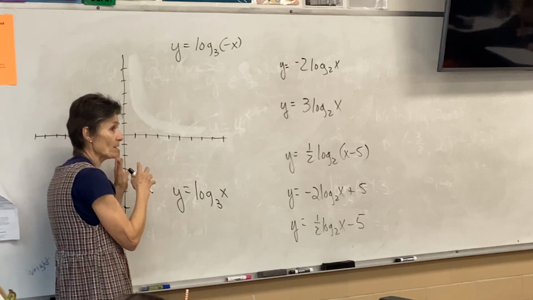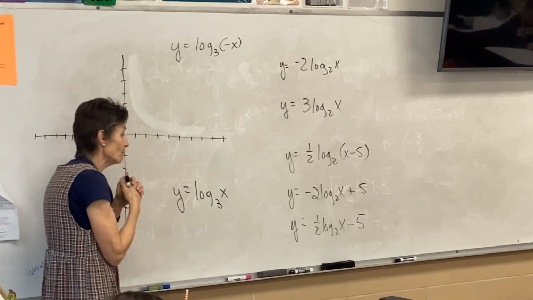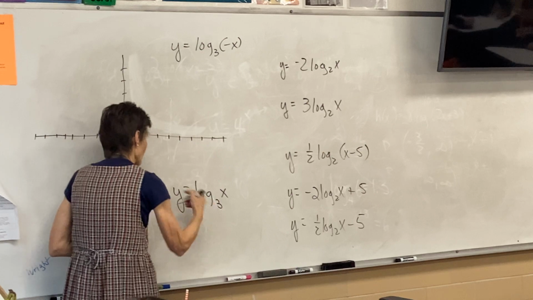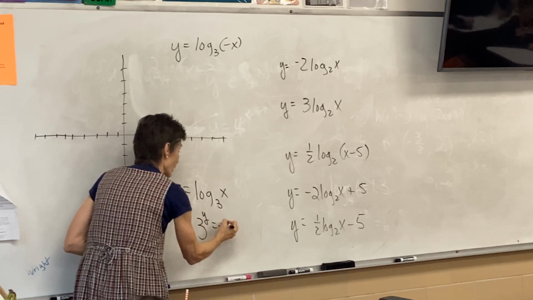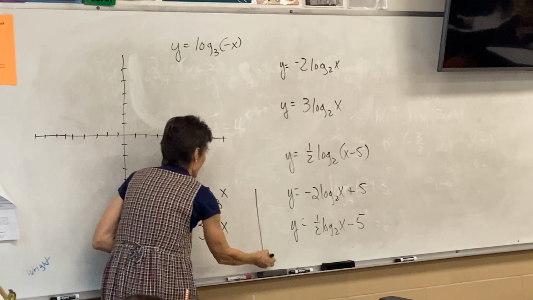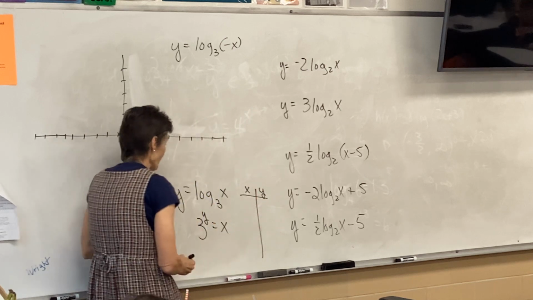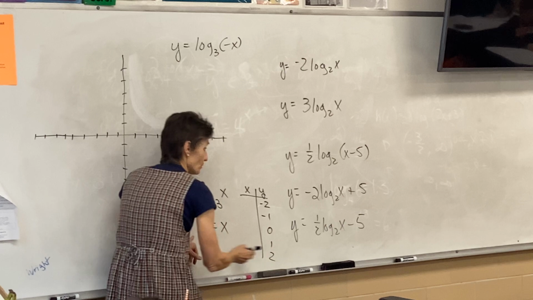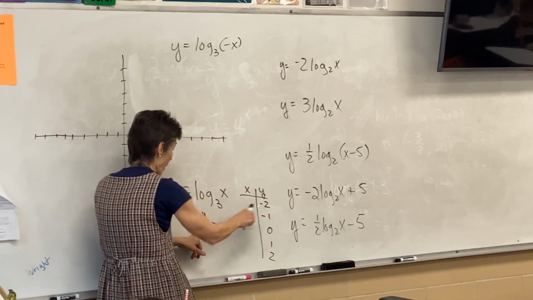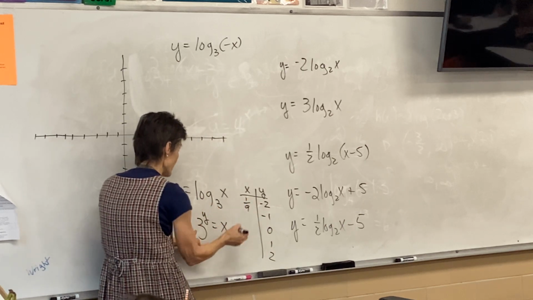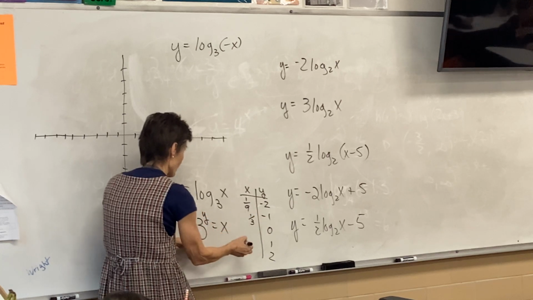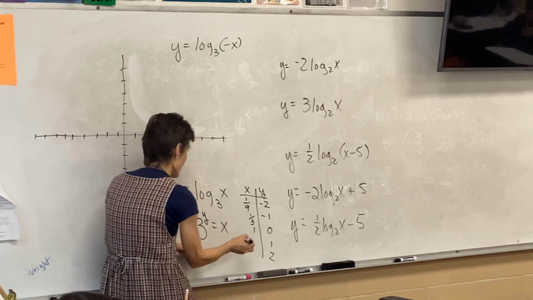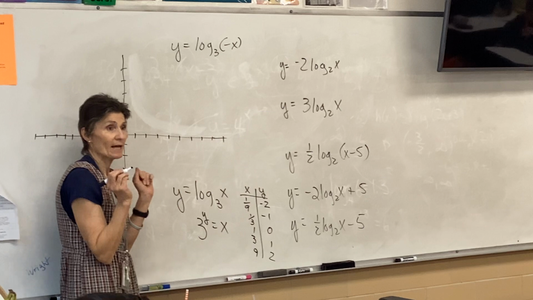Now, since they gave me a grid, I'm gonna plot some points. And me being me, I'm gonna rewrite this in its logarithmic form. And I'm gonna plot some points. So I'm gonna let y be -2, -1, 0, 1, and 2. And if that's y, then my x's are 1/9, 1/3, 1, 3, and 9. Would you agree with that?